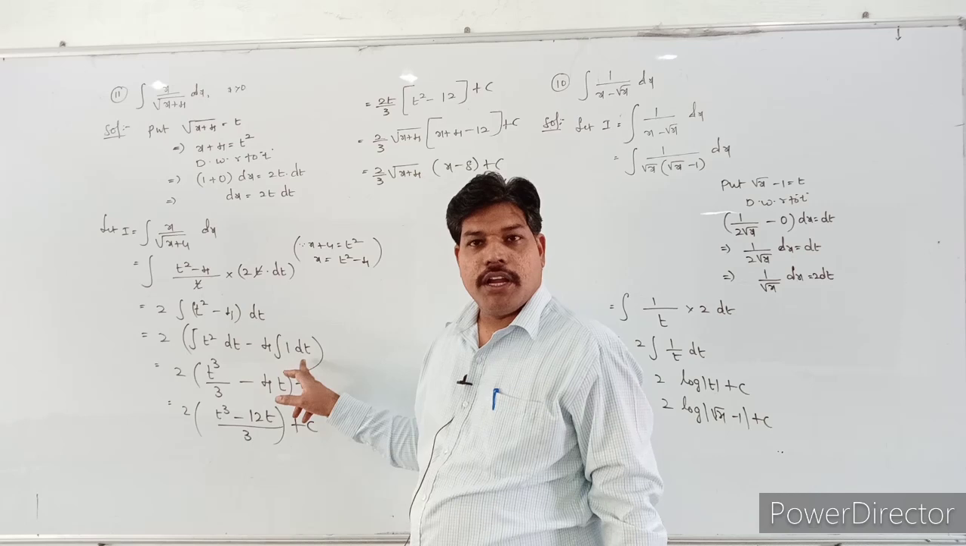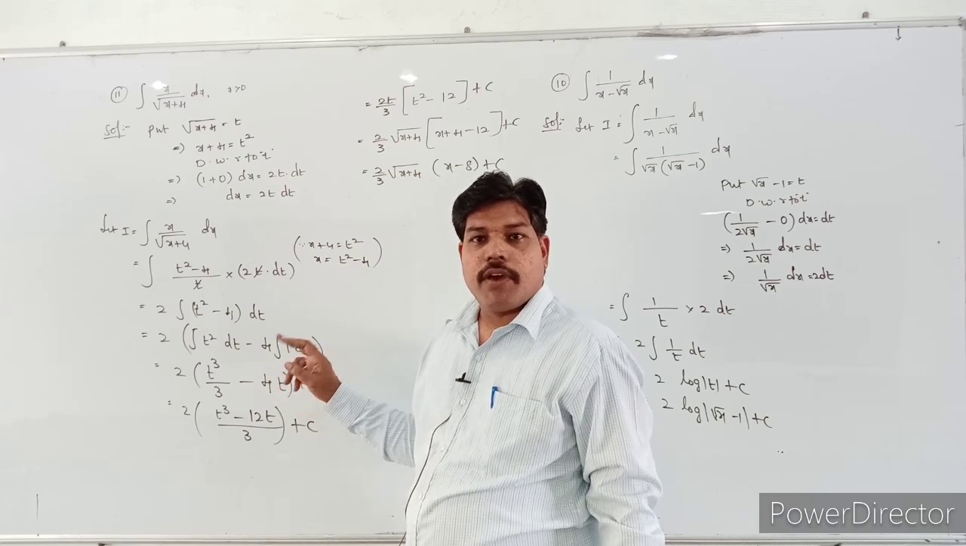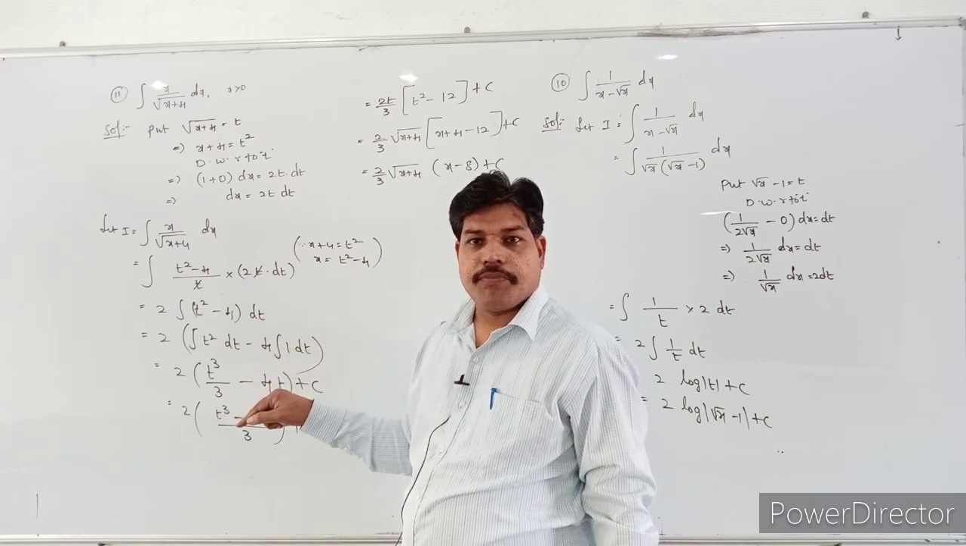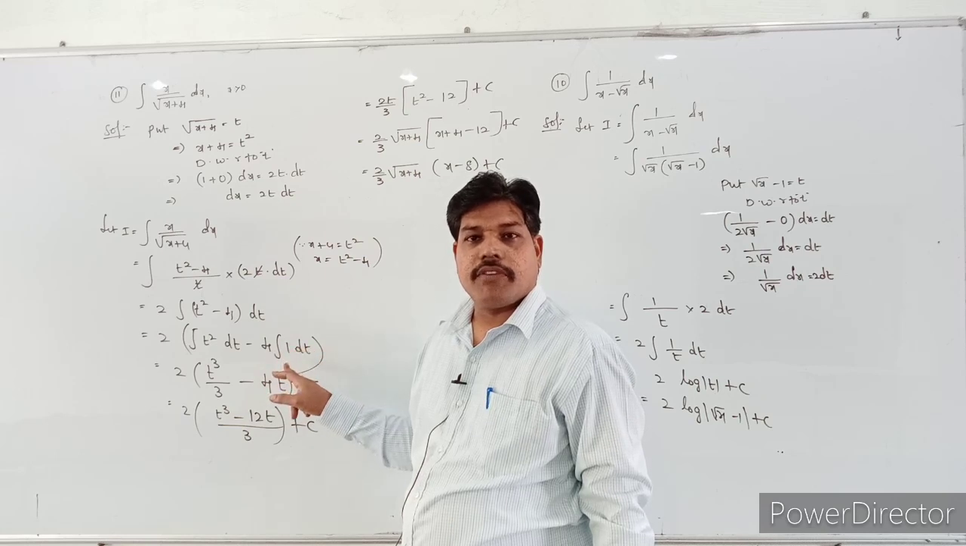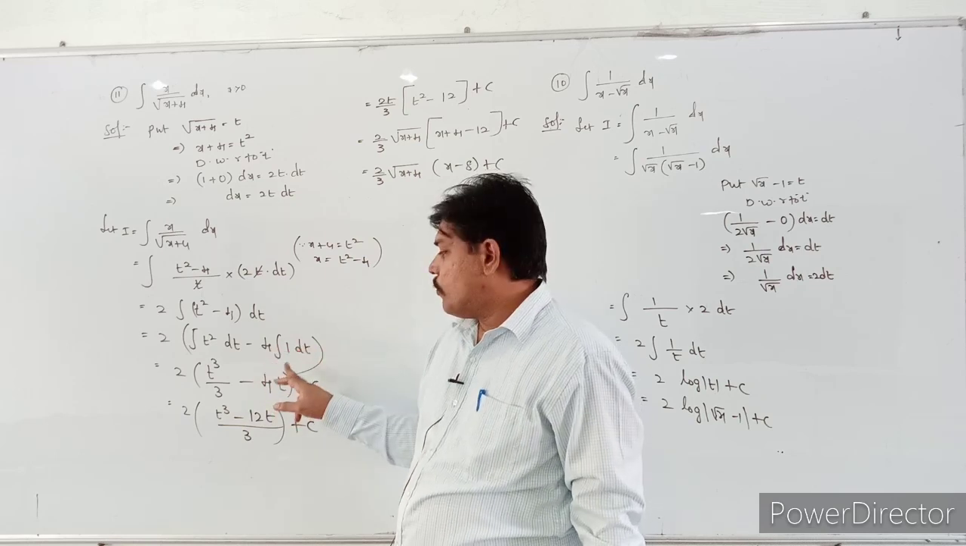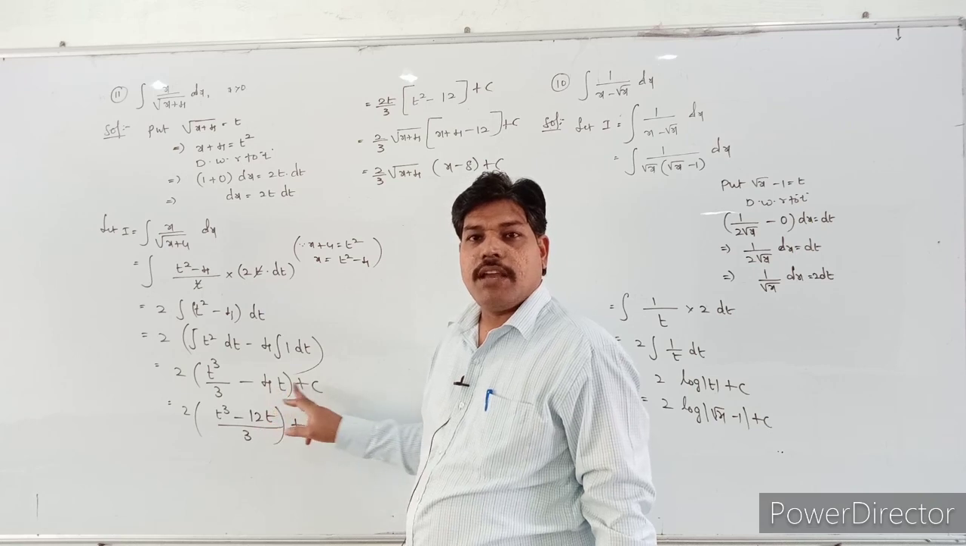Why? Because you are integrating with respect to t. If you are integrating with respect to x, you will get the x value. So integral of 1 is x. Here, you are integrating with respect to t, so you will get the t value. So minus 4t plus c.